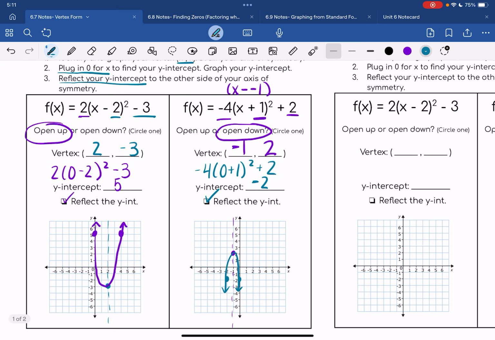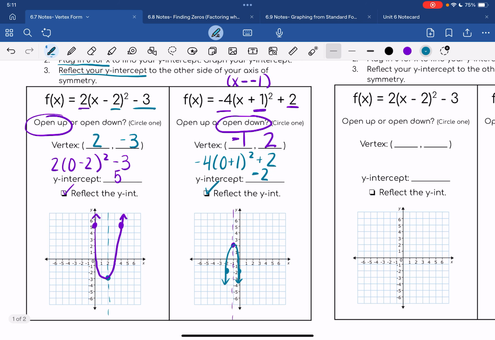Okay, so that is it for 6.7 notes. You guys can go ahead and get started working on your assignment.